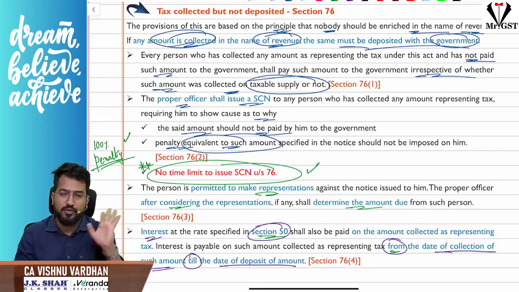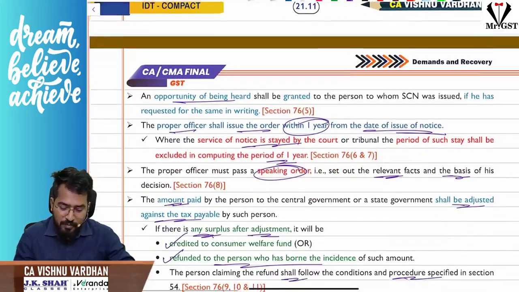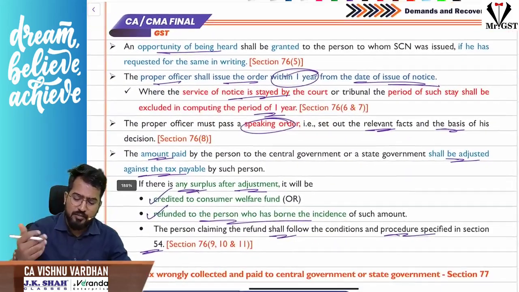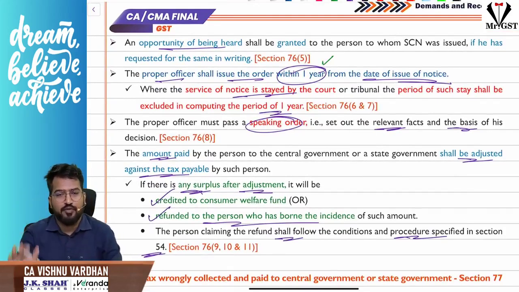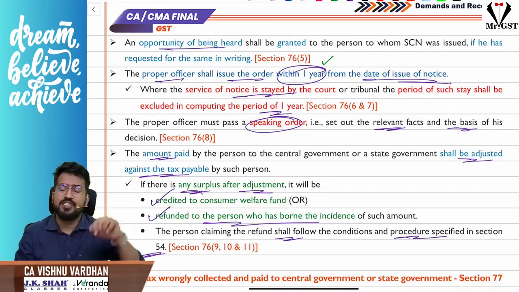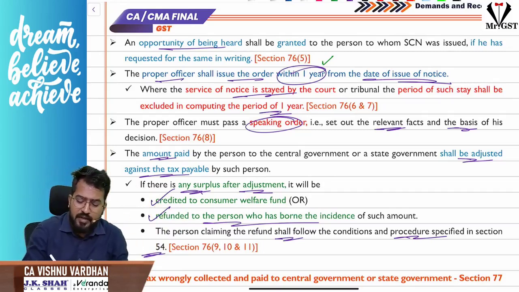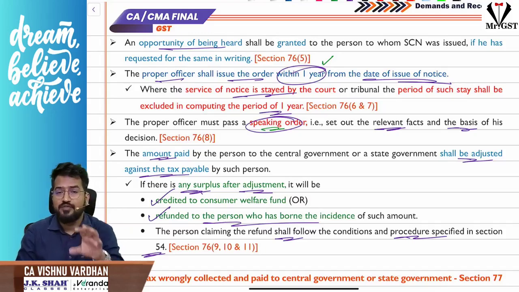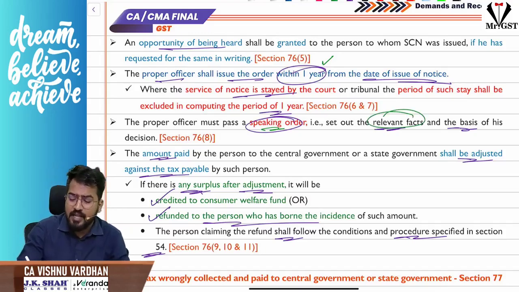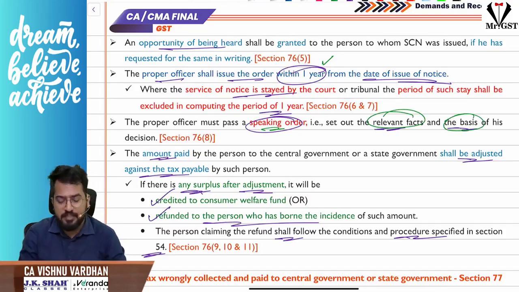No time limit for show cause notice, but there is a time limit for passing the order. Of course, before passing the order the opportunity of being heard will be given, and the order shall be passed within 1 year from the date of issue of notice. But suppose the show cause notice is challenged in any court or tribunal, the period of stay that has been granted will be excluded in calculating that 1 year. And whatever order is passed by the department will always be a speaking order, setting out the relevant facts and the basis on which the decision has been taken.